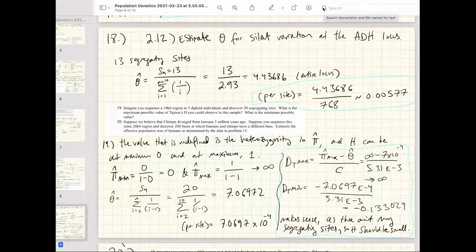So I didn't even anticipate you trying to put this on a per site basis, but if the entire region were silent, for sure that's correct. But if not every site is capable of mutating to a silent site, your estimate of the number of sites is probably going to be smaller than that, and probably closer to a third of that number than the number itself. But absolutely, that's 100% correct: 4.4 for the entire locus.